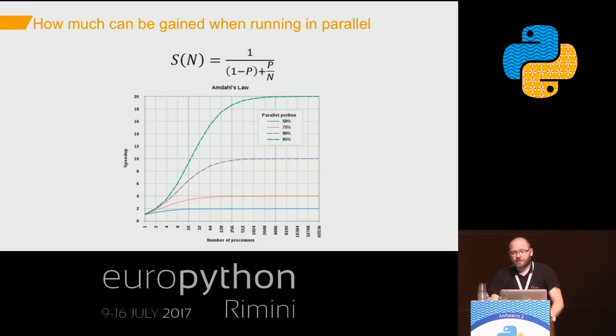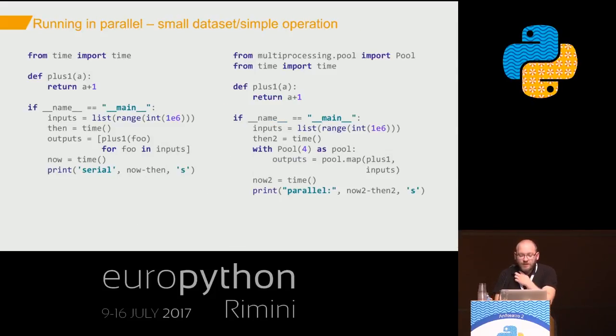So you really need to know your problem when you start working in parallel programming. And just to give you an example of that, some of you might say that it's a really trivial problem, but in order to present how that works, I had to choose something like that. So here we have a small data set and a really simple operation. We have an input vector of 1 million elements, and we want to calculate outputs, which are inputs plus one. We can run it sequentially, and also we can run it in parallel in different processes.